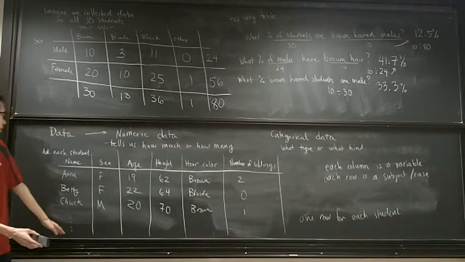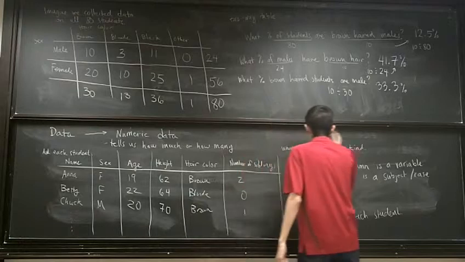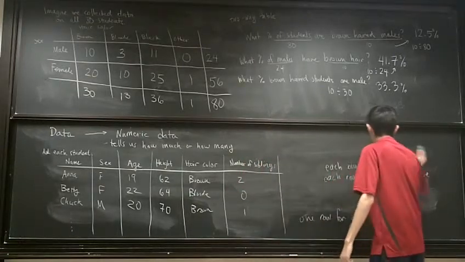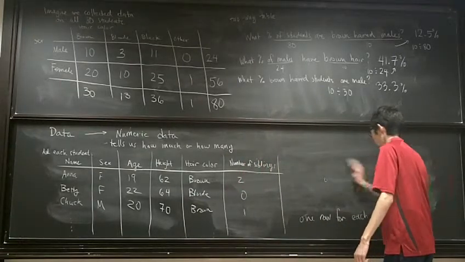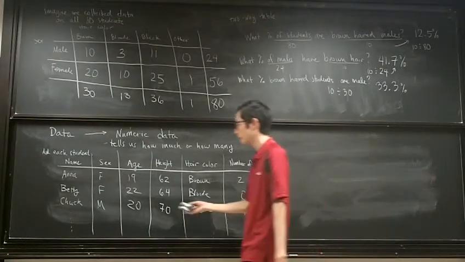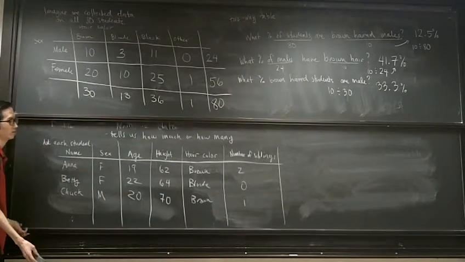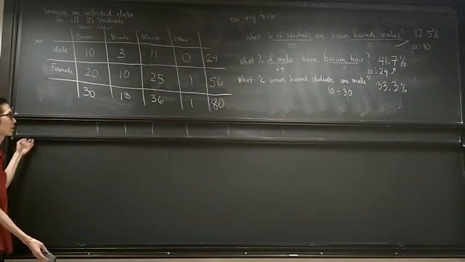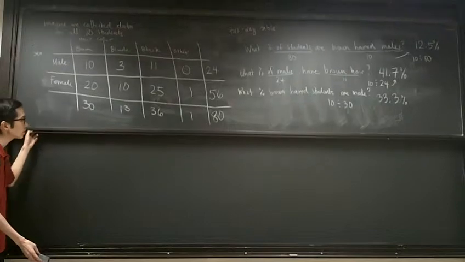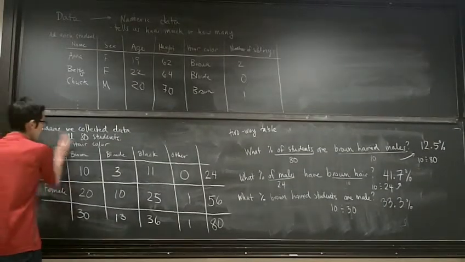All right, so we've talked about categorical data, and we also have numeric data, and we'll talk about summarizing numeric data maybe next week. But we'll look at some data displays.